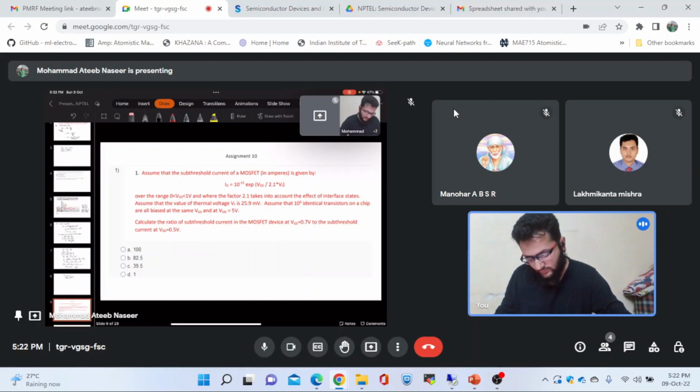Now let's move towards another assignment. The 8th question has been done. Let me move towards another assignment. We now have to solve assignment number 10. It says that we are operating the MOSFET in the subthreshold condition, and as we know, this subthreshold current has an exponential dependence, given by the term over here.